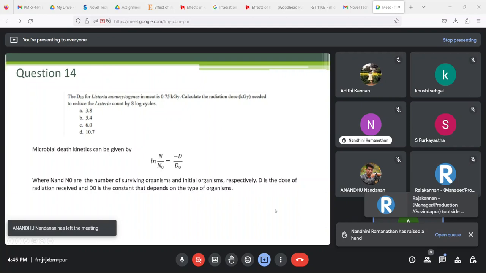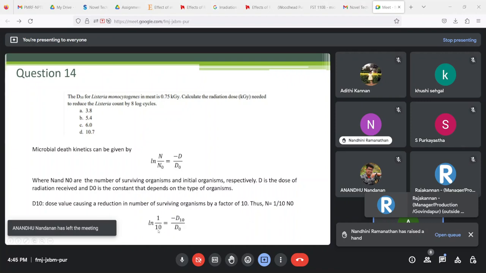In order to incorporate the concept of D10, N is equal to 1 by 10 of N naught. Is this clear? The D10 is the dose value that causes the reduction of the number of surviving organisms by a factor of 10. So N is equal to 1 by 10 of N naught, and that is what we are going to substitute here. N naught will get cancelled.